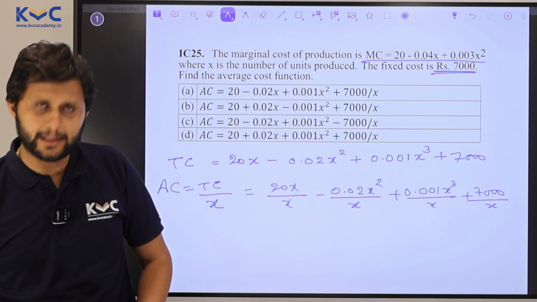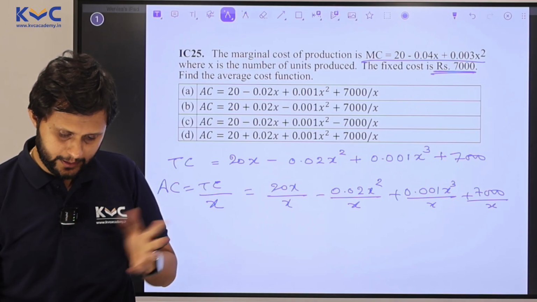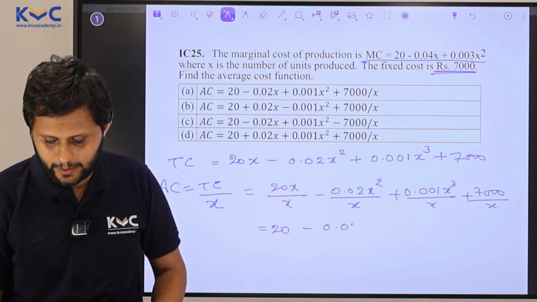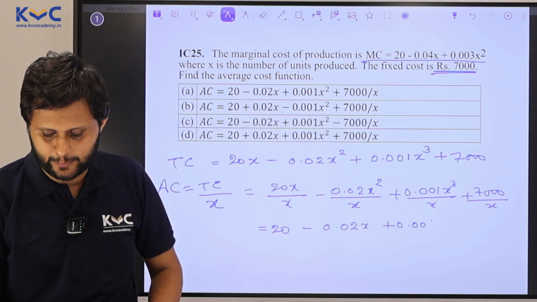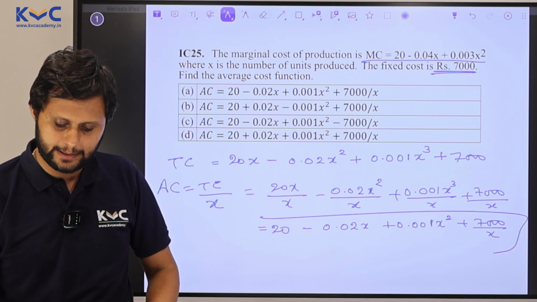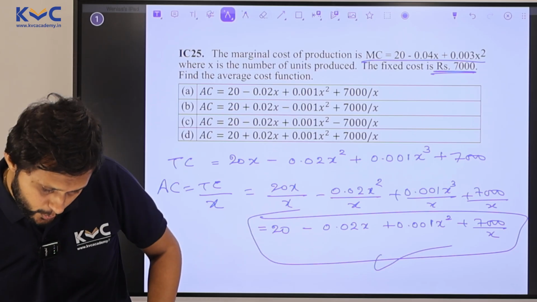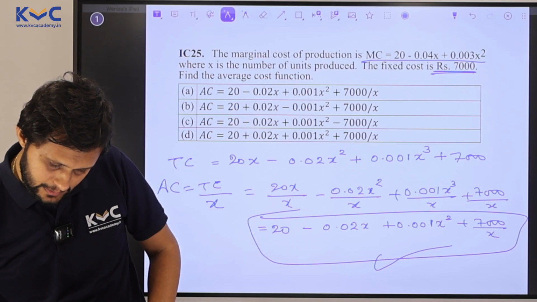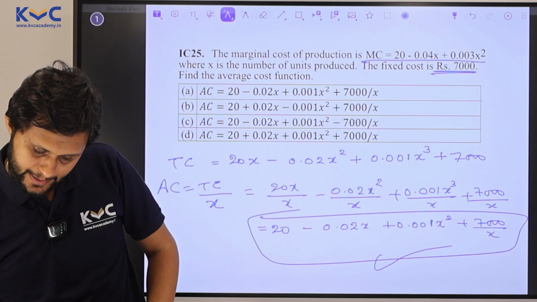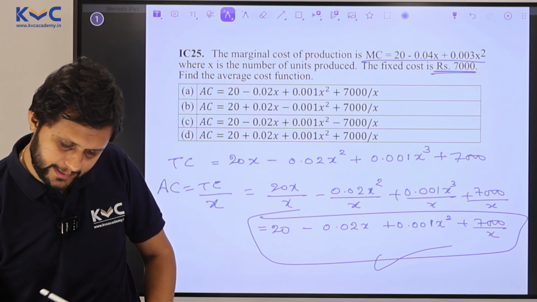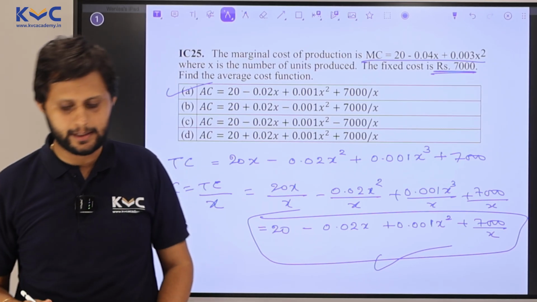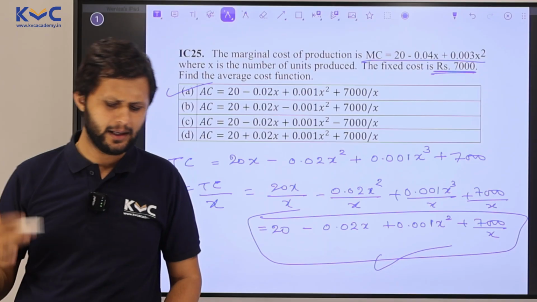Okay, so we have now divided everything by x. Simplifying further, we got 20x by x, that is 20, minus 0.02x square by x, where one x cancels, plus 0.001x cube by x, where one x cancels, plus 7,000 by x. And this is my final answer. Where do we have it? 20 minus 0.02x, so A and C qualify. Plus... okay, I think it's again A. Again, A is the right answer. Option A is the right answer. Just total cost divided by number of units.